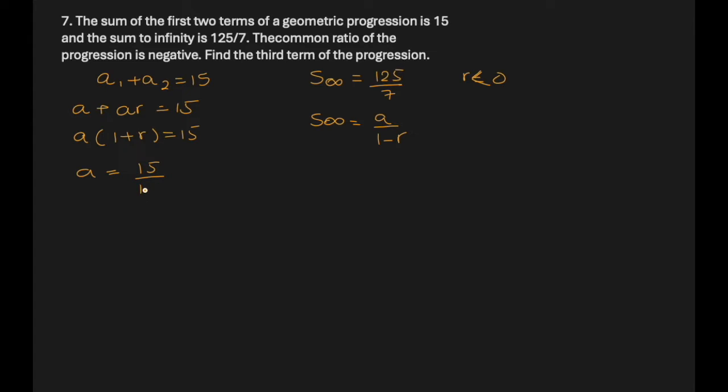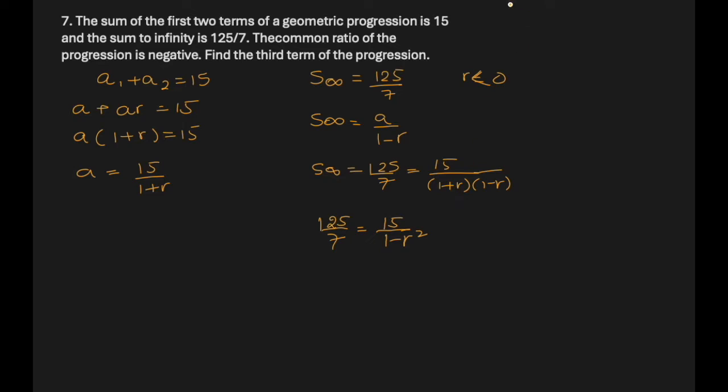15 over 1 plus R will be the A, which I will substitute here. So S infinity, which is 125 over 7, equal to A. In place of A I will write 15 over 1 plus R, and the denominator is 1 minus R. Not made any mistake. Okay, so 125 over 7 is equal to 15 divided by 1 minus R square.